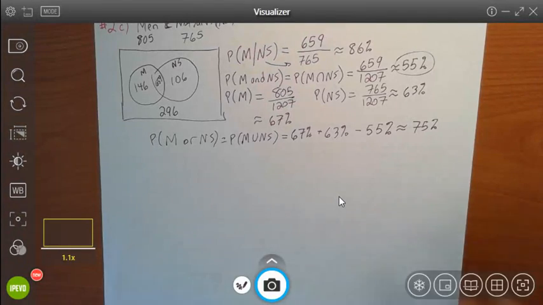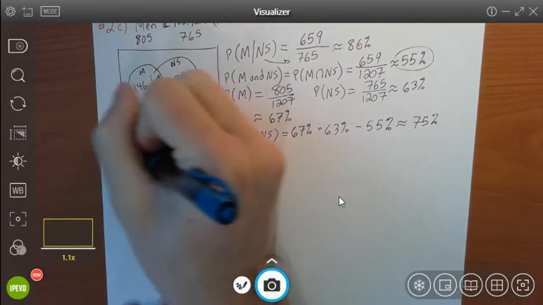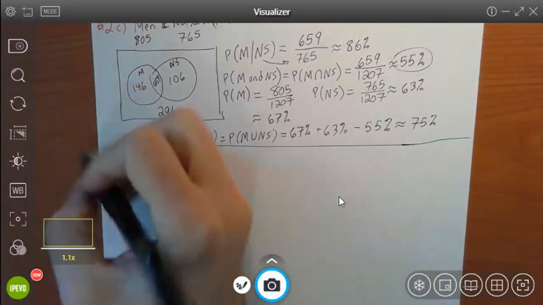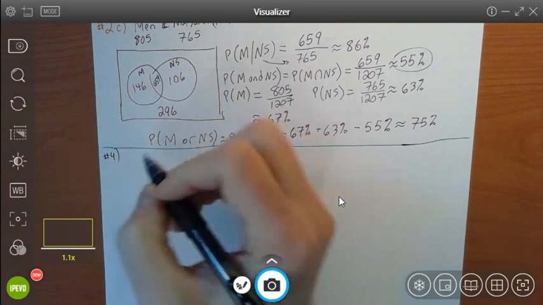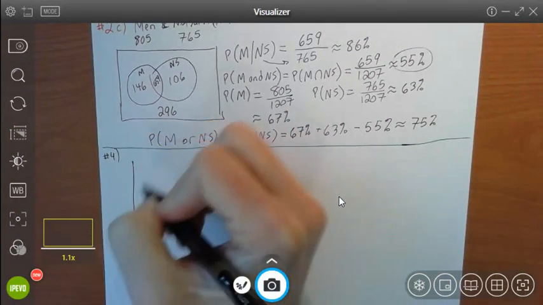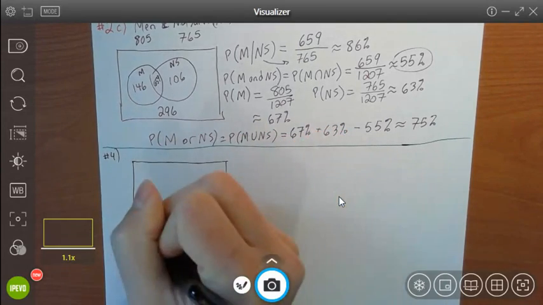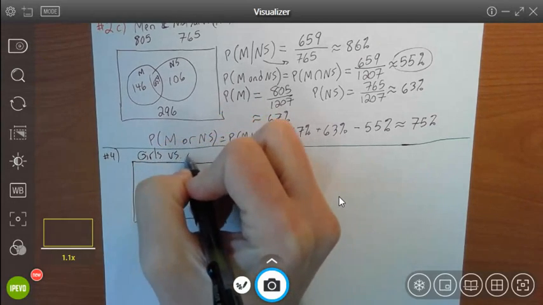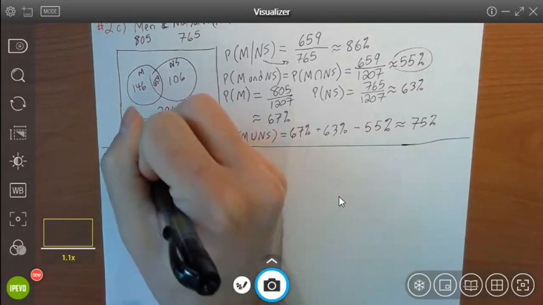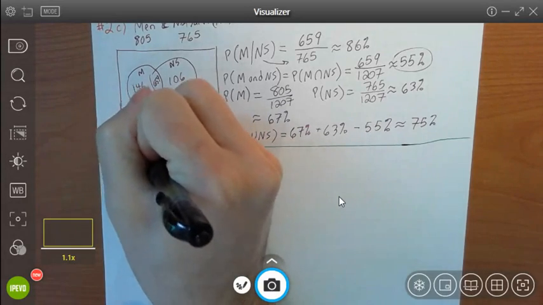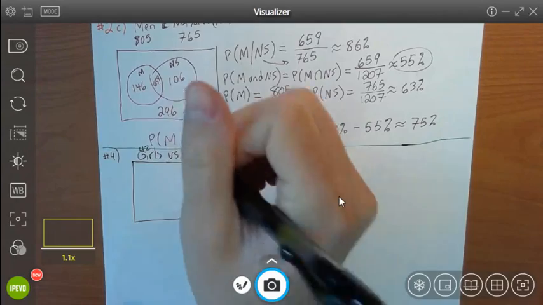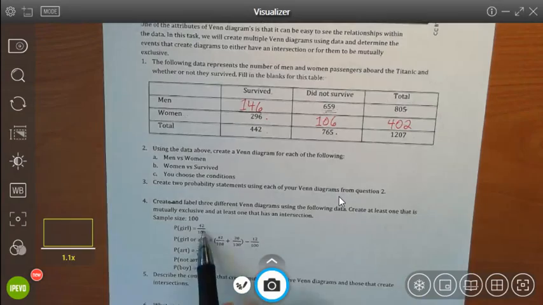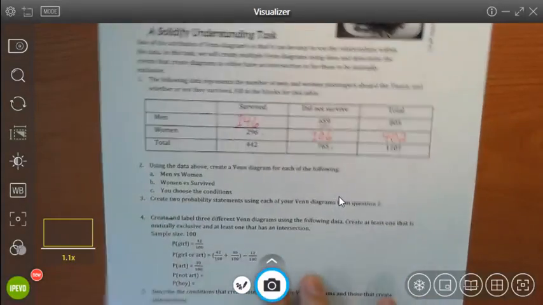Okay, so we have number 4. Let's make a little divider line. So number 4, our first Venn diagram is going to be girls versus art. So we know girls was 42 total and art was 30 total, and we can double check that on the front. So you see girls 42 people, art was 30 people. So we did that right so far.